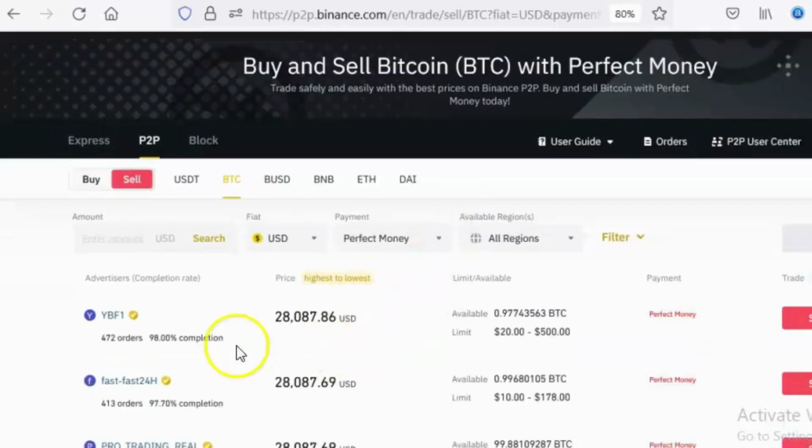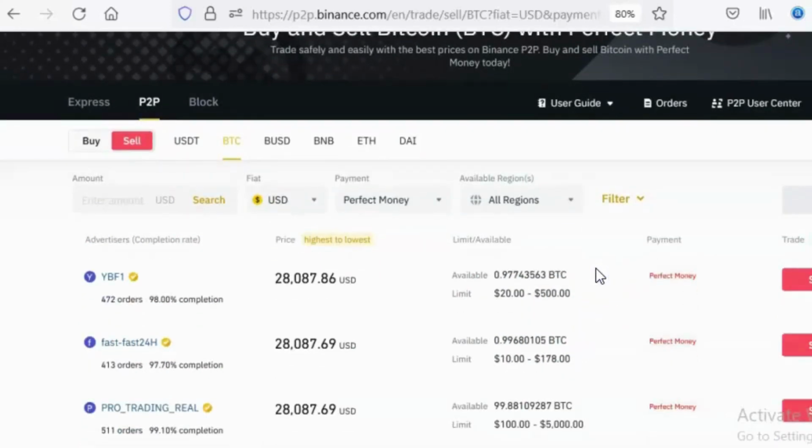We look through again, as I said, we look at the number of orders to indicate whether the person is a veteran or not. We look at the percentage completion to indicate the credibility. We also look at the limit the person has indicated to see whether he has enough volume for what we want to sell. So is he willing to buy as much as we want to sell? Or in fact, does he have limits that we cannot cope with? We look at it here. Once we've got that, we are ready to sell.